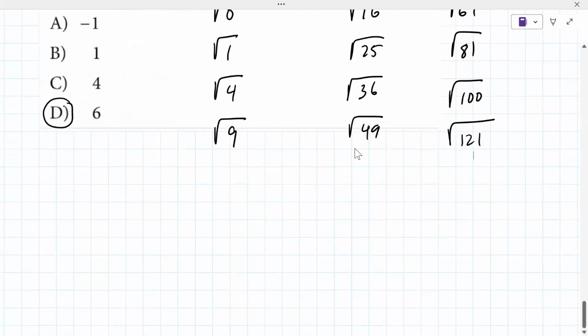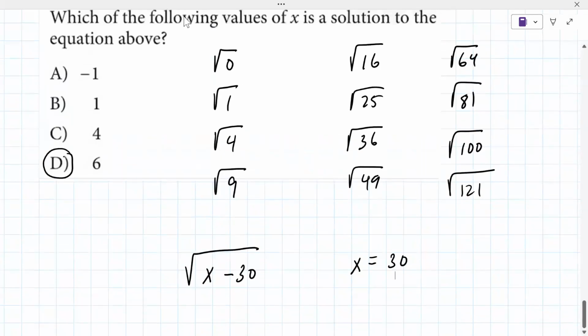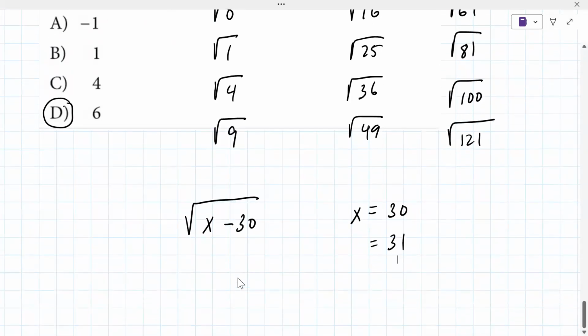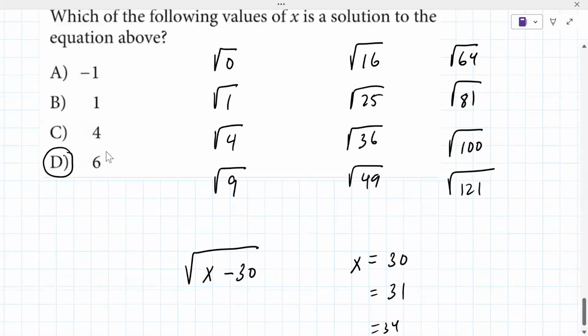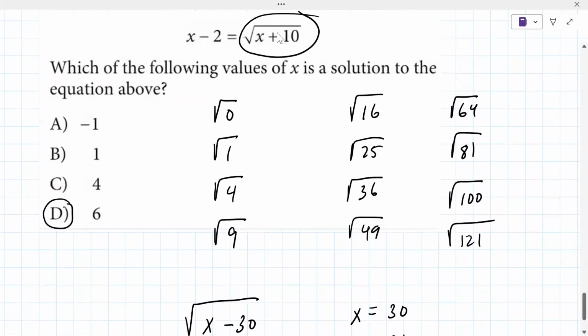But let's say I give you a problem where it's the square root of x minus 30. Well, what are some reasonable x values? Well, 30 is okay. Why is 30 okay? Because it's the square root of 0, right? 31 is okay because then it becomes the square root of 1, and even 34, right? And so on. So when you're looking at something with a square root, you want to not look at the answers. You want to look at what numbers actually work in the square root.